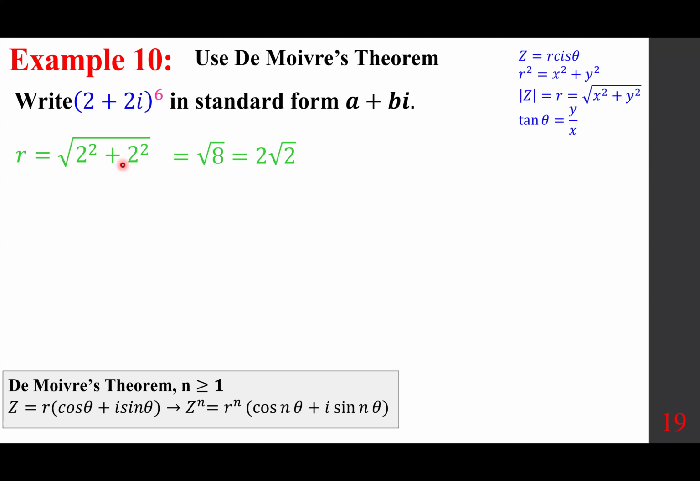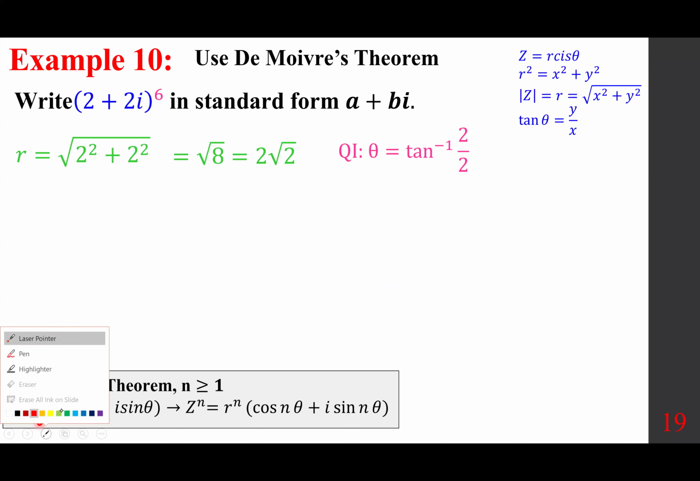Now, we also need to find theta, which is tan theta equals y over x, and adjust it for the quadrant. Since both of them are positive, it puts us in the first quadrant. We don't have to worry about it. So theta is tan inverse of 2 over 2. And of course, 2 over 2 is 1. The answer is pi over 4.